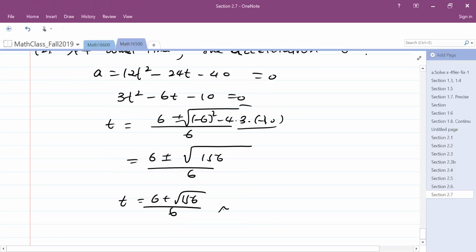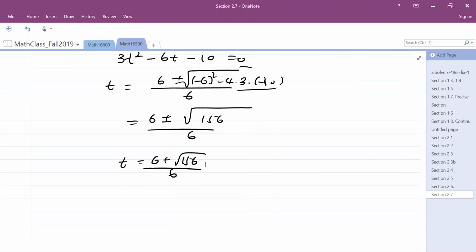Okay, this is about... well, I don't have a calculator here, so we cannot figure it out, but you can estimate. So at this time, the acceleration is 0. You solve for the time when the acceleration is 0.